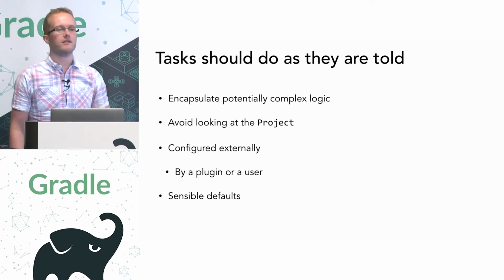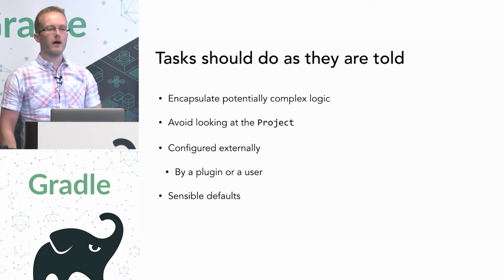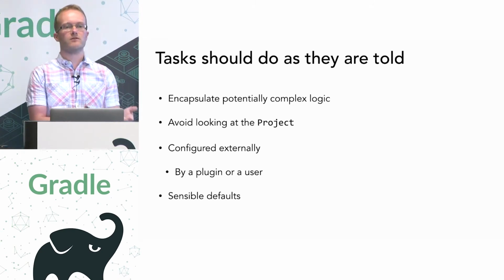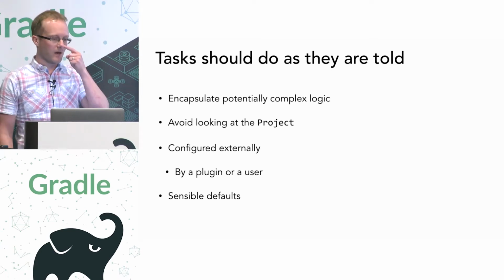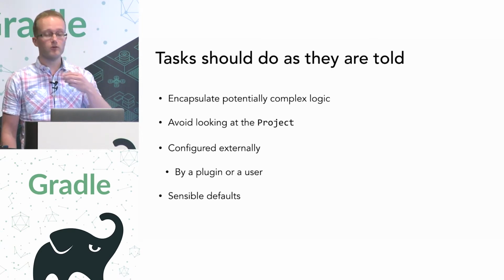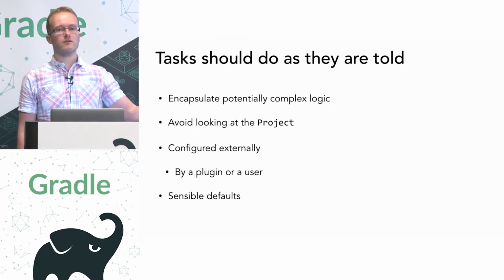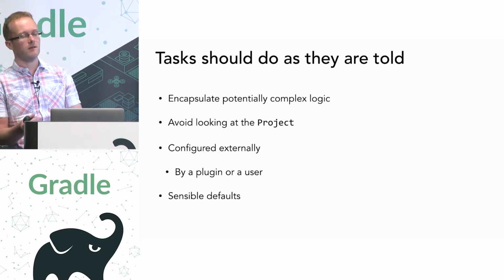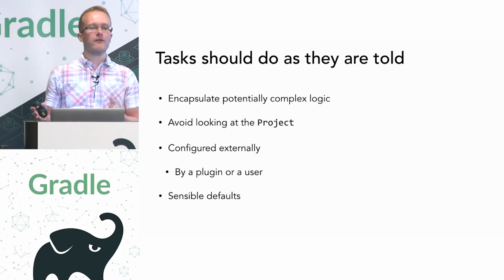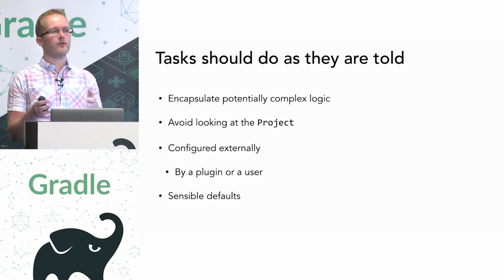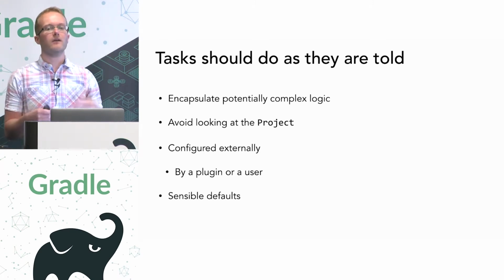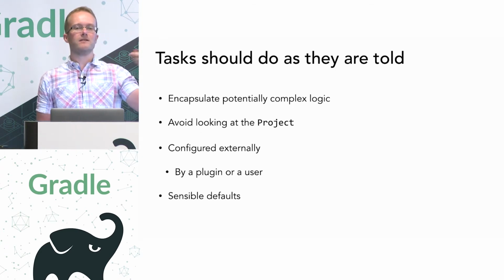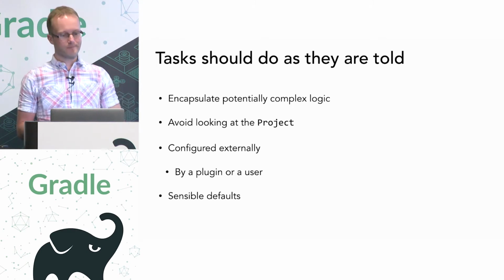And instead, you should be looking to configure your task externally. That could be done by a plugin, so you could apply a plugin that then creates a default version of your task that's available automatically for the user. For example, when you apply Gradle's Java plugin, you get a bunch of tasks created for you automatically with sensible defaults. You'll get the compile Java task, and you'll get a jar task by default. And they all have sensible defaults, but the tasks themselves, the compile Java task and the jar task, don't really know about those defaults. They're all things that are passed into the task when the Java plugin creates it.